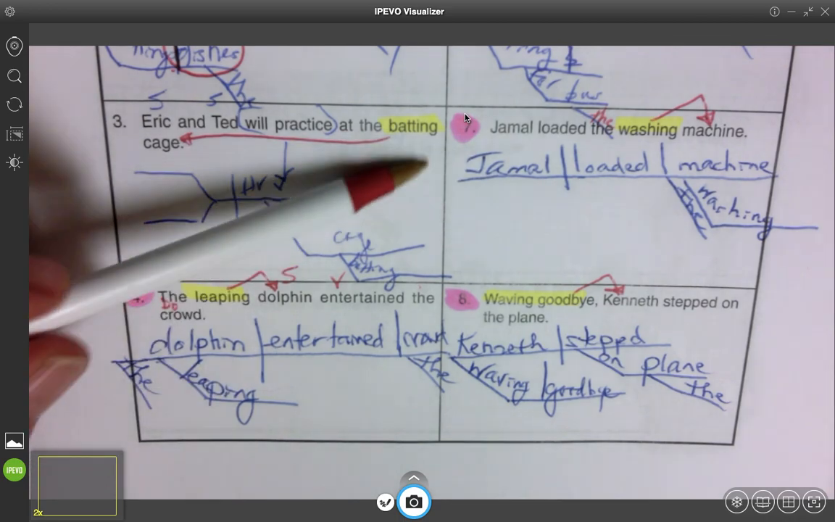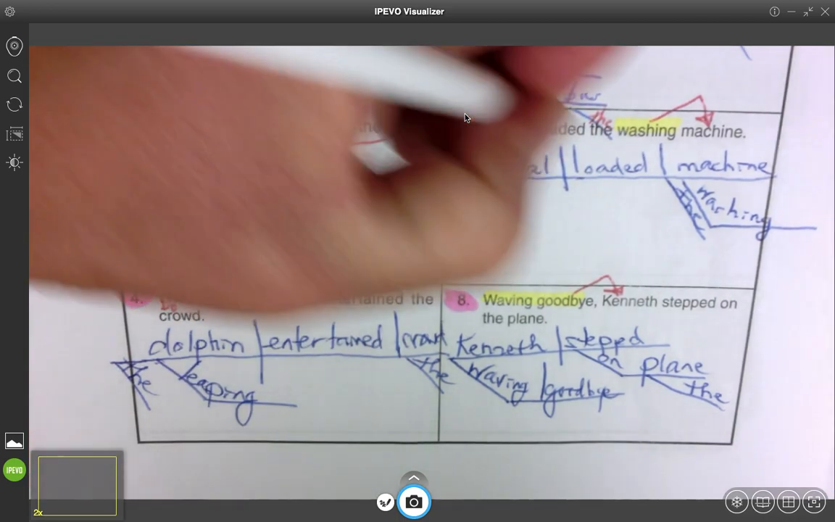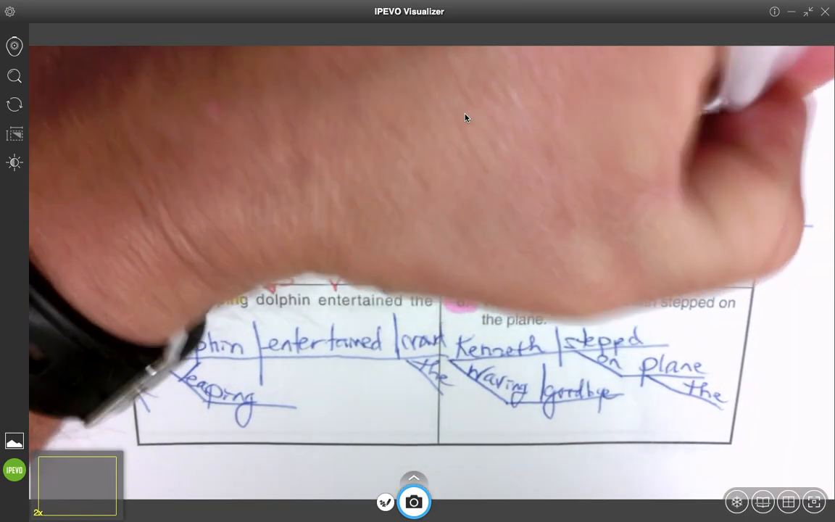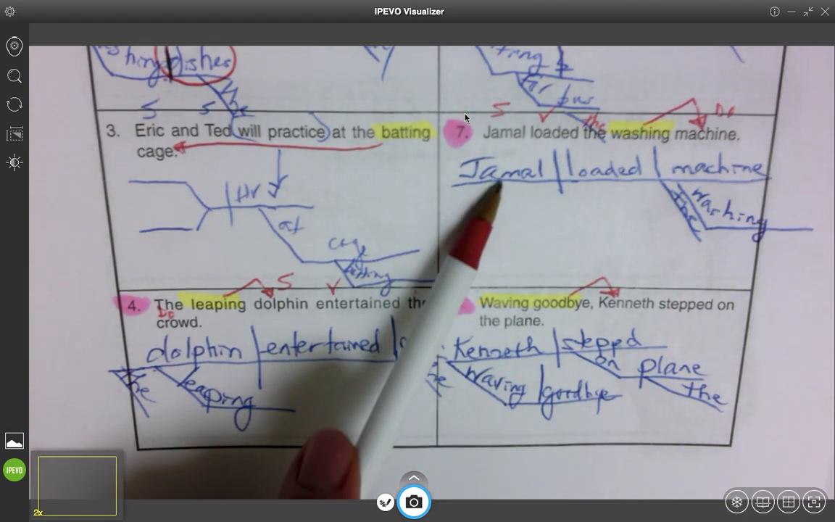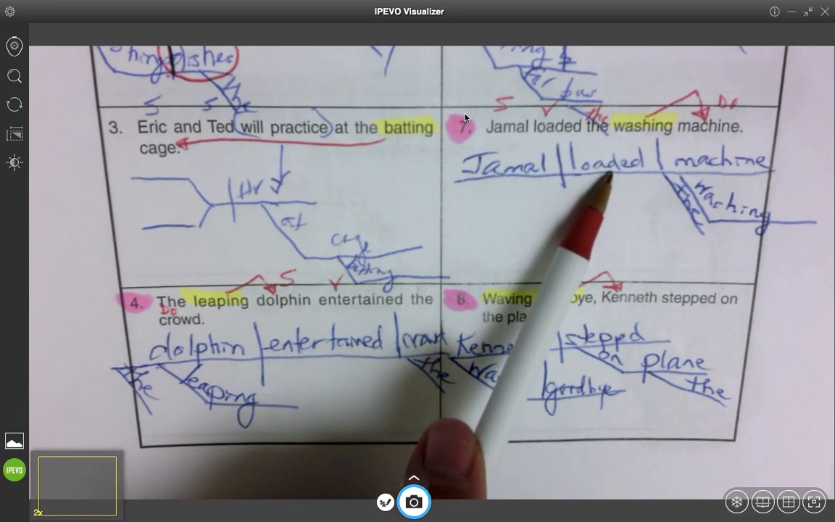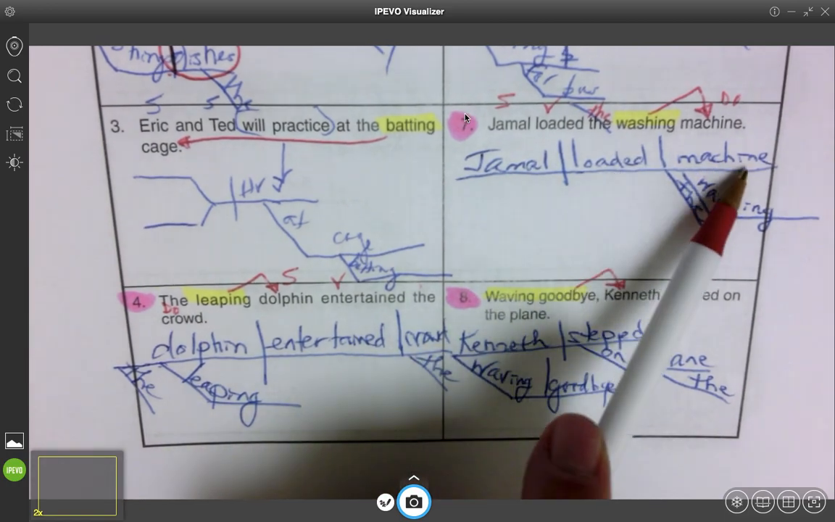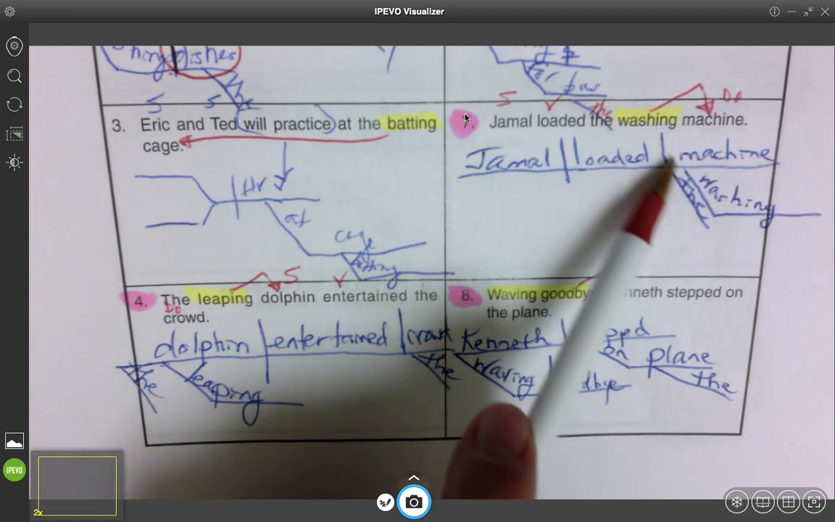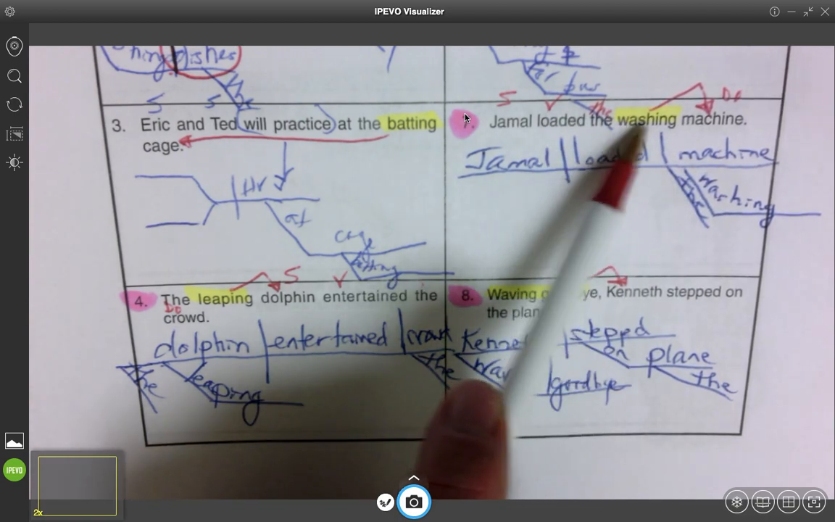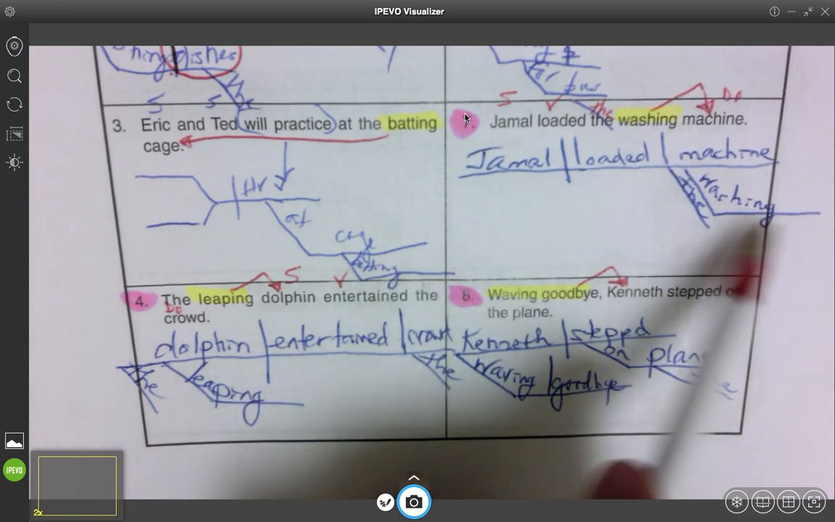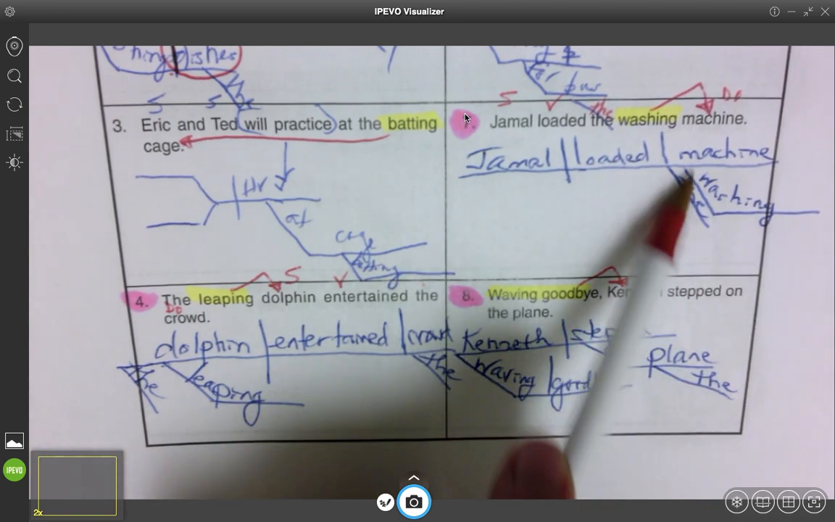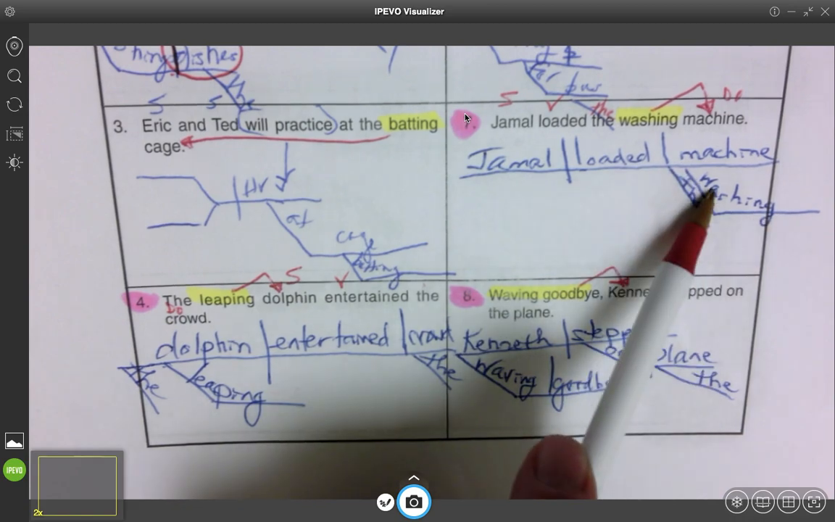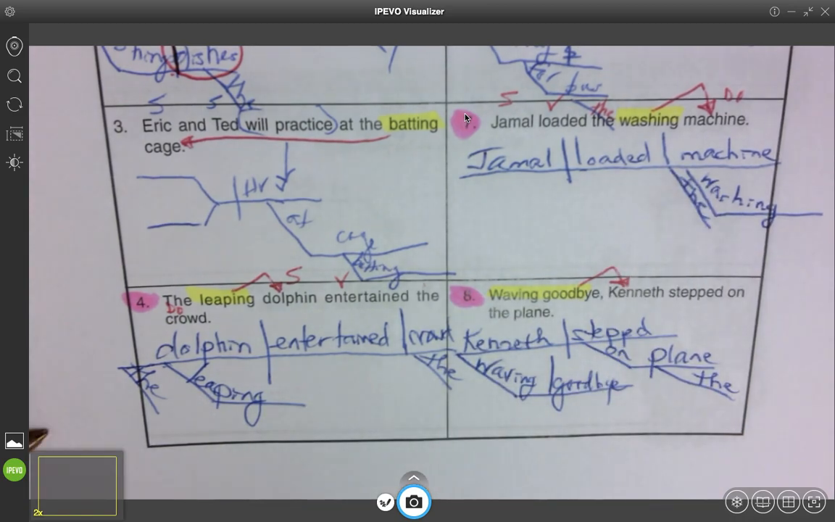In sentence number 7, again, subject, verb, direct object. Jamal, verb, loaded, direct object, machine. What kind? The, and then the participle, verb plus ing, washing machine. Again, L-shaped line, writing it in an arc fashion.